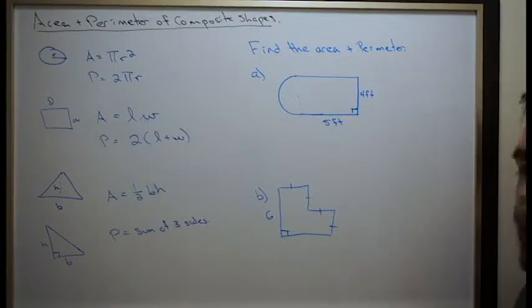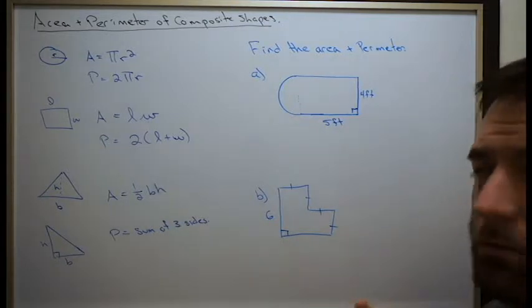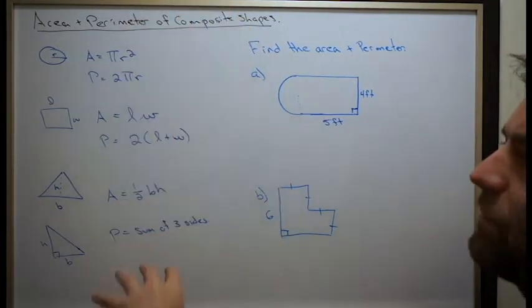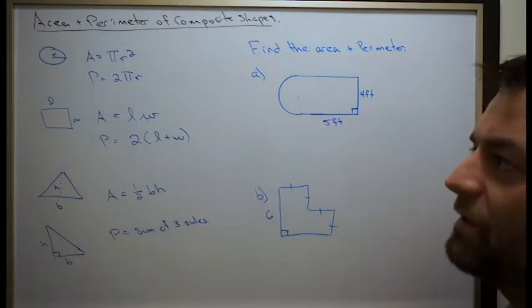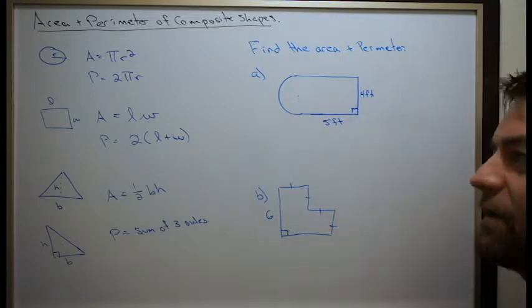Let's take a look at area and perimeter of composite shapes. So that just means shapes composed of multiple shapes or multiple shapes put together. So we're going to have a few formulas here again that you should be familiar with, for your circle, rectangles and triangles and the area and perimeter of those.